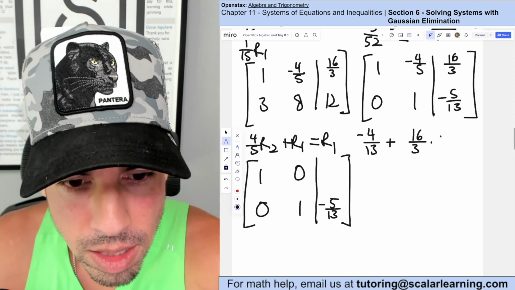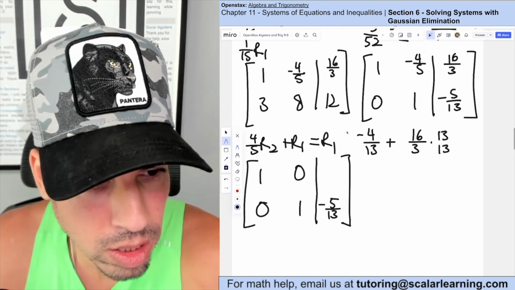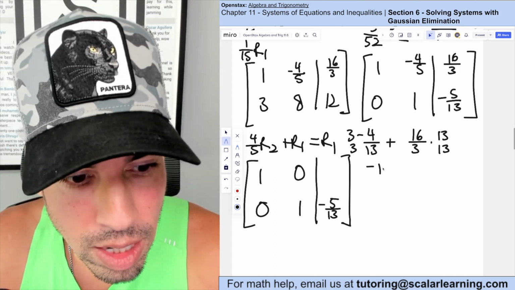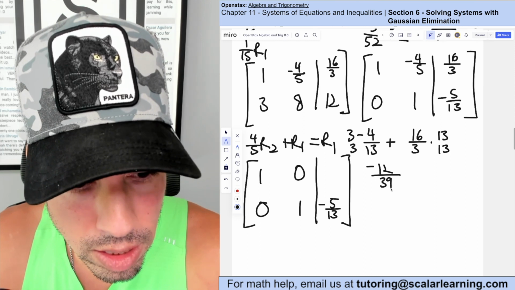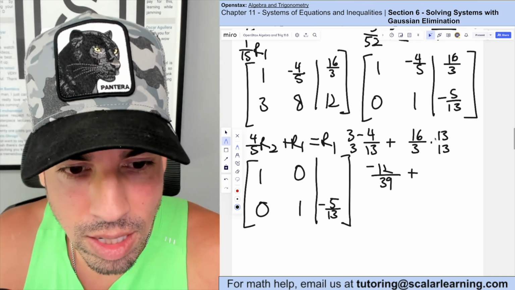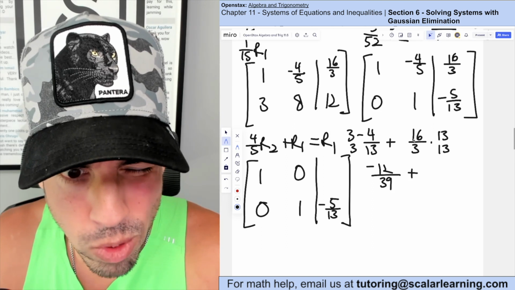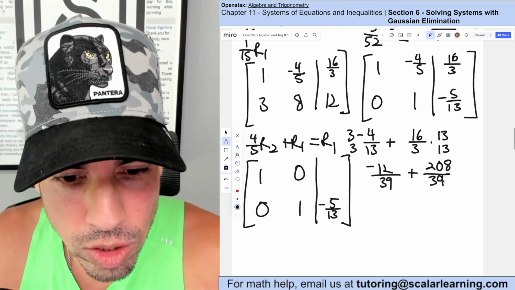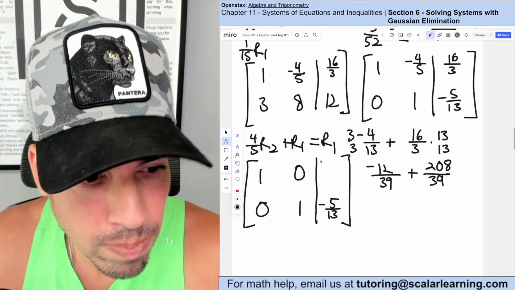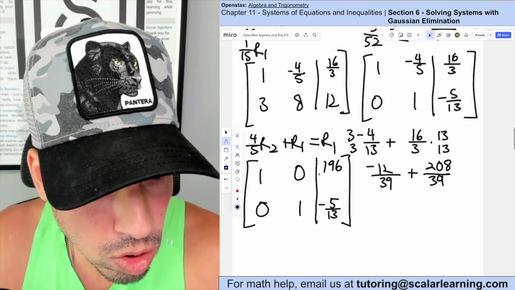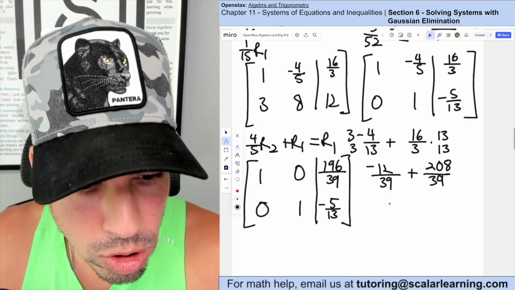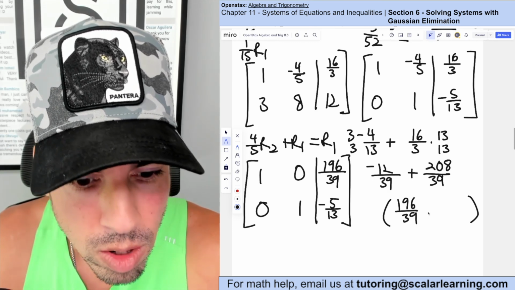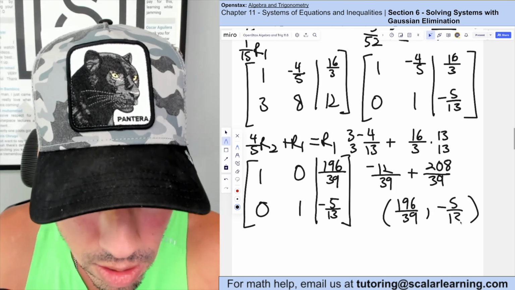Okay, let's get some common denominators. I'm going to multiply this by 13 over 13, this one by 3 over 3. That's going to give us that nice common denominator of 39. So we got negative 12 over 39, and then plus 13 times 16, that's 160, plus 48 is 208 over 39. And then we do 208 minus 12, which would be 196 over 39. So those are our two solutions. We've got x is 196 over 39. Y is negative 5 over 13. That's how you do it.